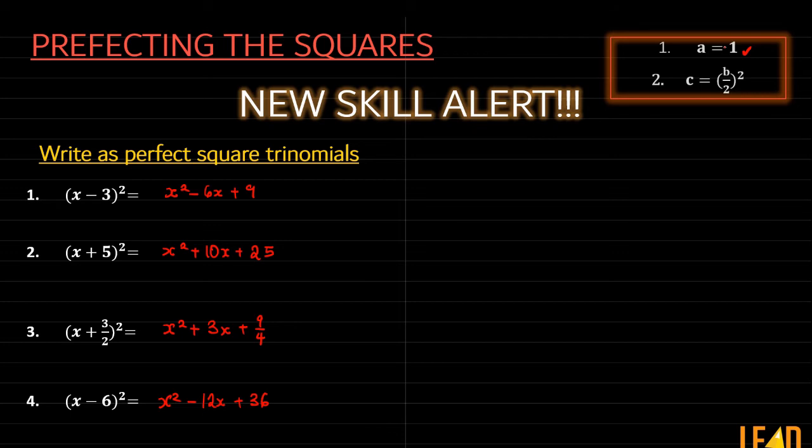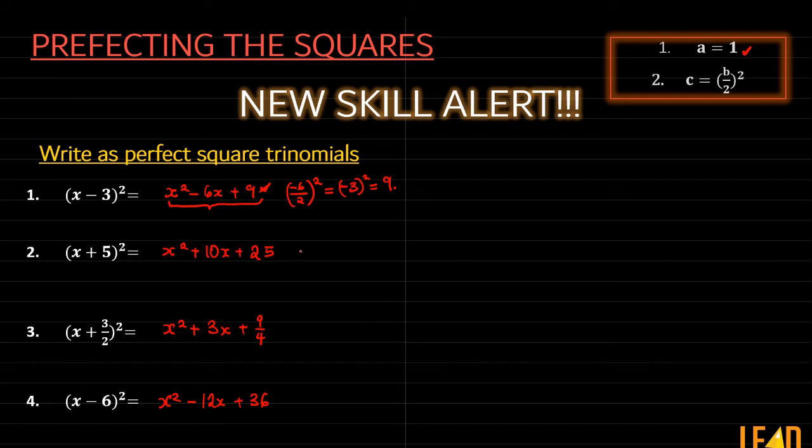Let's try them out. This is a perfect square trinomial. So let's do B over 2 all squared. That would be minus 6 over 2, and then we square it. That would be minus 3, which when you square it gives you 9. So 9 is our C for this one.